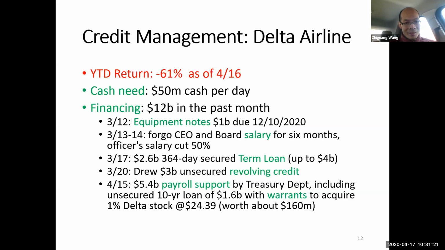So what they did in the past month, they have been pretty much trying to find any way possible to raise funds, right? So they issued equipment notes, basically using the airlines as collateral, $1 billion, and also they have a salary cut for all the officers and CEOs and board members, and issued some term loans and drew some credits, and in total they have $12 billion raised. So that is going to be good for them to run for probably half a year, a little over half a year. So that's what they have been doing.